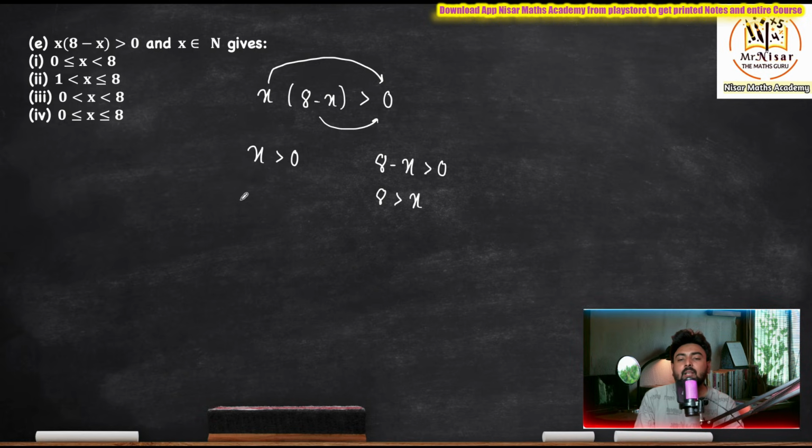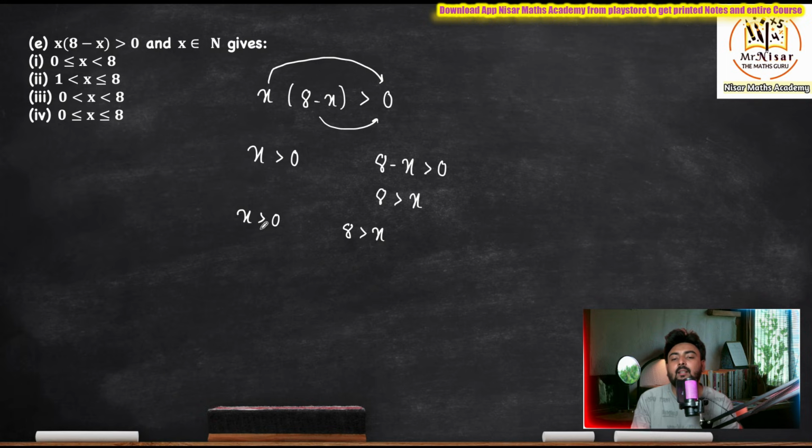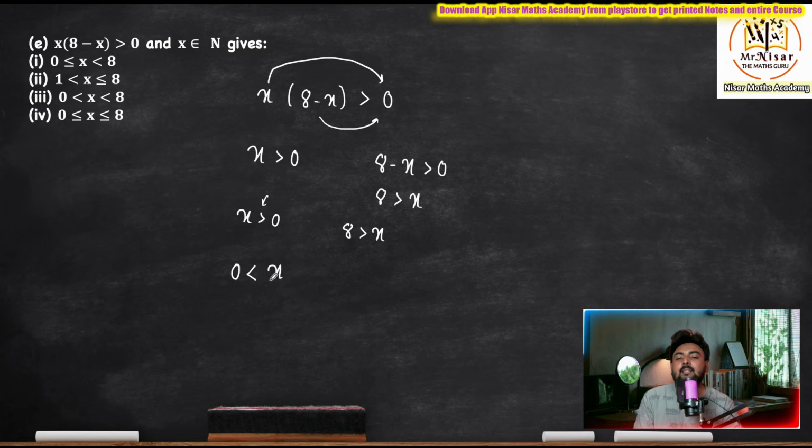Now, children, see, we have x is greater than 0, and in the second one I have x is less than 8. I'll combine it so that it will be more clear to you. I'll write it like this. This x is greater than 0. This crocodile face is towards the x side, so x is greater than 0. And here it is x is less than 8, which means 8 is greater than x. So I'll write 8 is greater than x, or you can say x is less than 8, both ways.